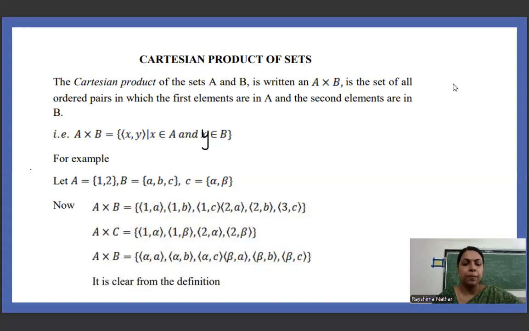For example, consider A equal to {1, 2}, B equal to {a, b, c}, and C equal to {alpha, beta}. The Cartesian product of A and B is formed by pairing every element of A with each element of B. That is, 1a, 1b, 1c, 2a, 2b, 2c. Similarly, A cross C can be written as 1 alpha, 1 beta, 2 alpha, 2 beta.